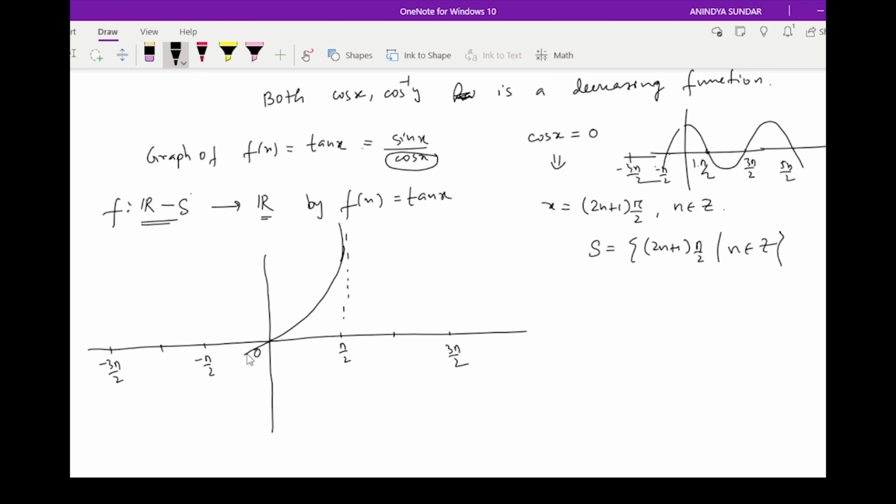Similar thing will happen from 0 to minus π/2 also, and then again there will be a repetition, because tan is also a periodic function. So likewise, this is the graph of tan.